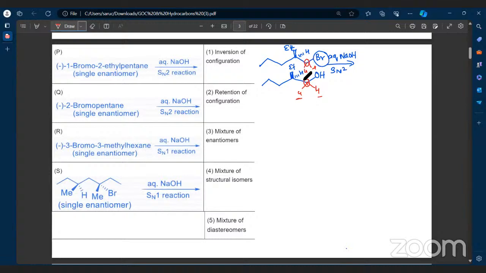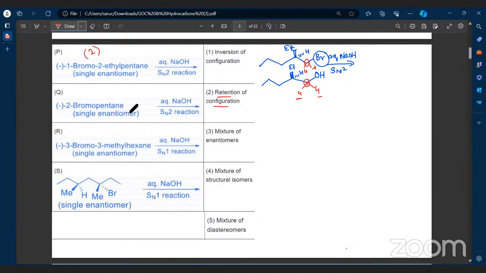So does stereochemistry apply for this achiral carbon? No. Whenever it is a chiral carbon, inversion will take place. But here, since the carbon is an achiral carbon, the inversion will not take place. So what about the configuration? It will be retention of configuration, that is, the configuration is going to remain the same. So for the first one, the correct option is going to be this.